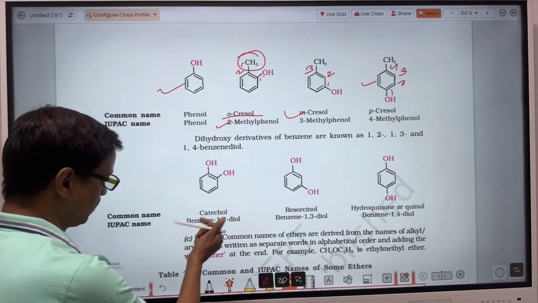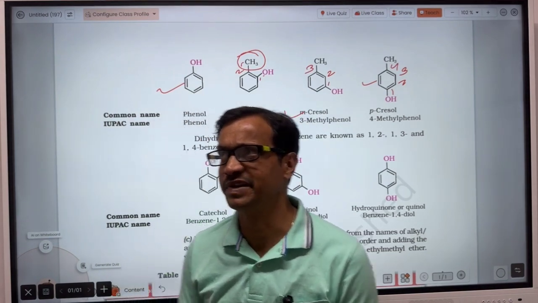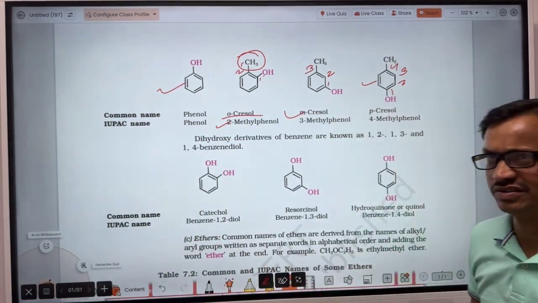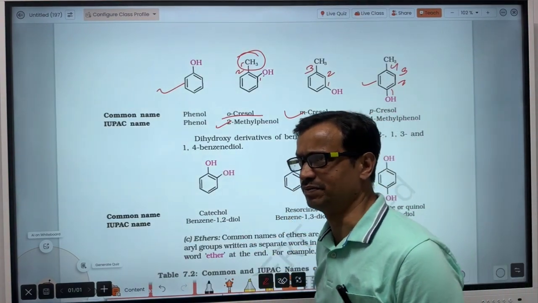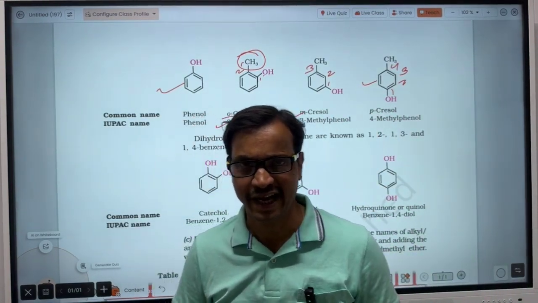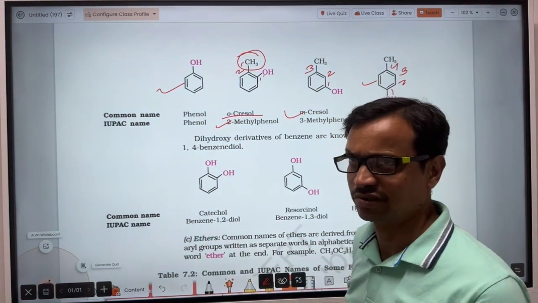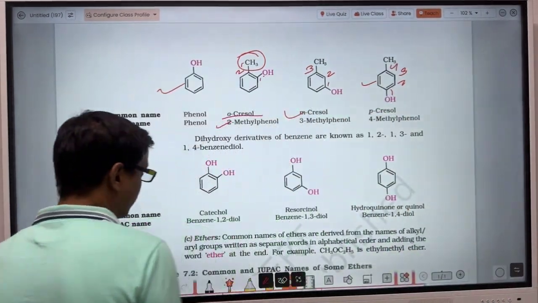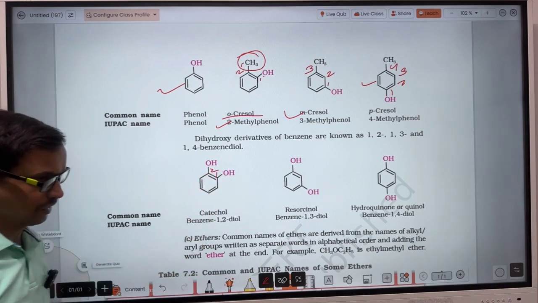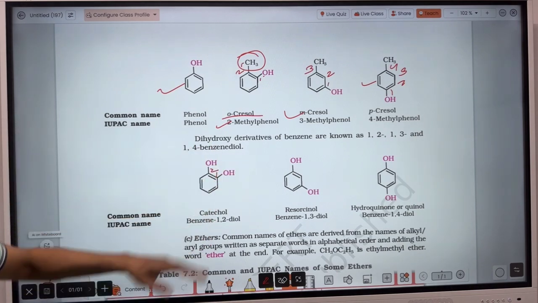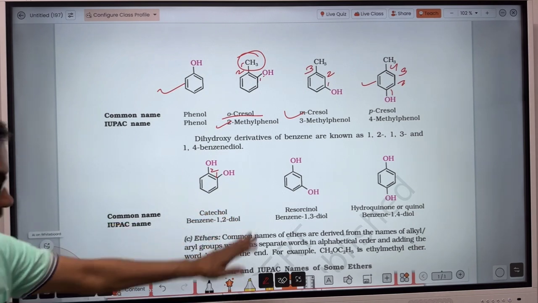Very easy. Now, when 2 OH groups are bonded to the benzene, then that is commonly called catechol. So when the 2 OH groups are bonded to the benzene at ortho position with respect to each other, then that will be called catechol. But how to write the IUPAC name? So 1, 2. In the benzene there are 2 OH groups, so that's why that will be called benzene-1,2-diol.